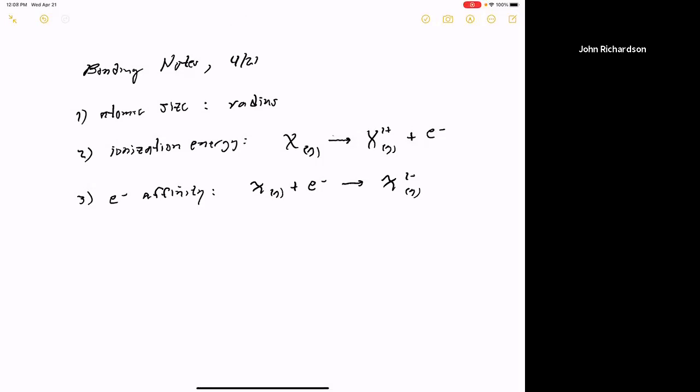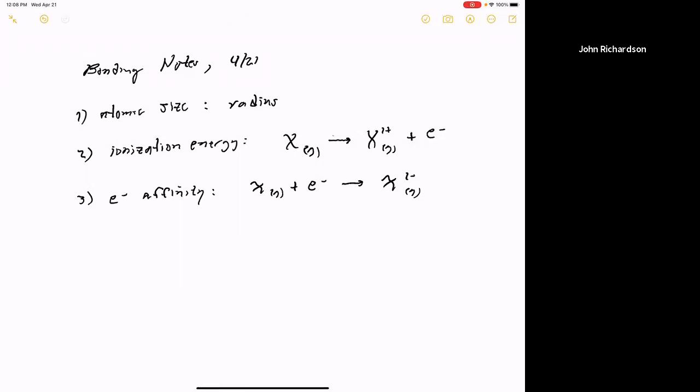All right, folks. Today, what we want to focus on is trends in atomic properties. We went over the definitions of these trends in last night's video, so just a quick recap of that. The three trends that we want to look at are atomic size, which is simply the radius of the atom. In other words, we want to see whether an atom is going to get bigger or smaller as we move around the periodic table from left to right or top to bottom.